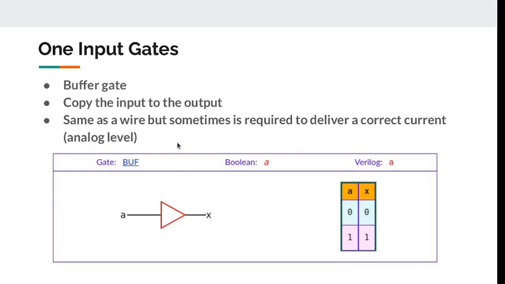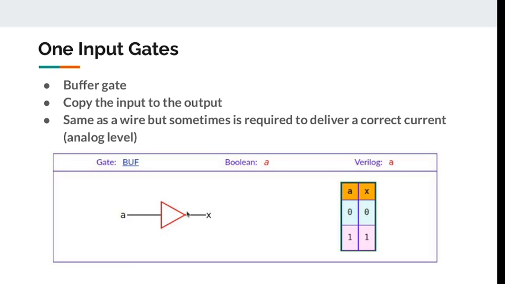Another single-input gate is the buffer gate. It's the same as the NOT gate, but it copies the input to the output. So if it's 0, the output is 0. If it's 1, the output is 1. Doesn't seem really useful, right? Because it's the same behavior as a wire. If I have this here and here, I don't need this gate. Otherwise, it's just a wire, and that's gonna work the same.